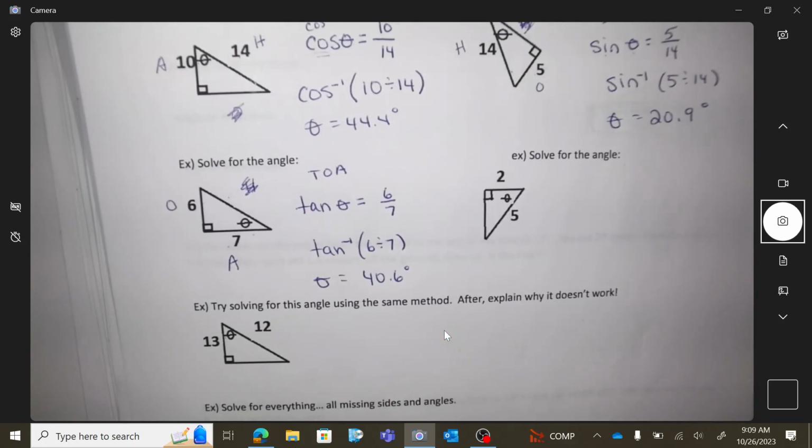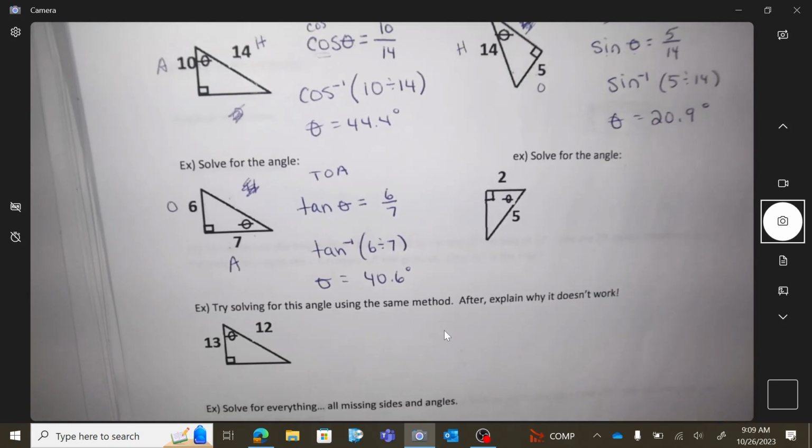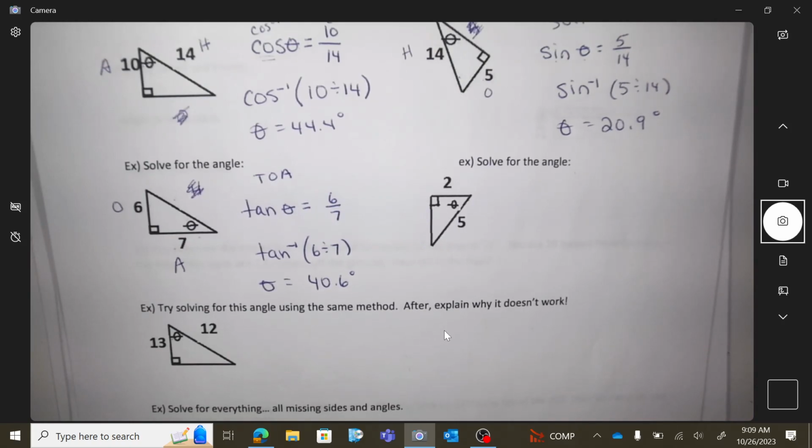Do we understand why the brackets are important? If you didn't put brackets around it, your calculator would do tan inverse of 6, and then it would take that and divide it by 7. So we don't want that. Okay, the last one I'm going to leave for you to try on your own. I'm going to work it through as well, but try it all by yourself.